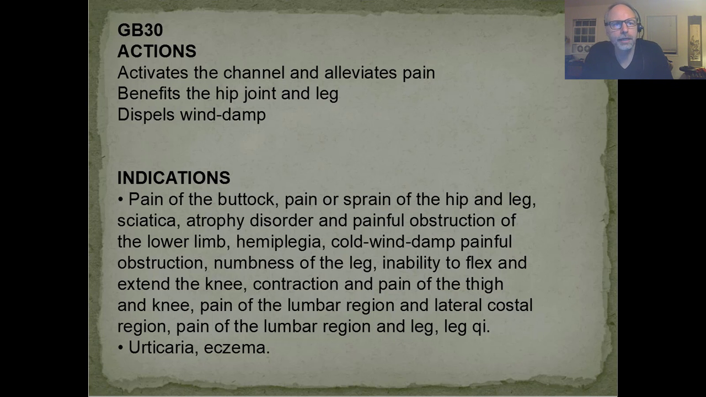Activates the channel, alleviates pain, benefits the hip joint and leg, dispels wind dampness. This is one of the most important points for a hip replacement, especially if that wind cold gets stuck in the tissue. If that wind cold is still there after they've had the surgery, it's going to cause all these indications that you're looking at. Inability to flex and extend the knee, contraction and pain of the thigh and the knee, pain in the lumbar region, lateral costal region. If there's just wind damp stuck in the tissue, they're going to have urticaria or eczema.